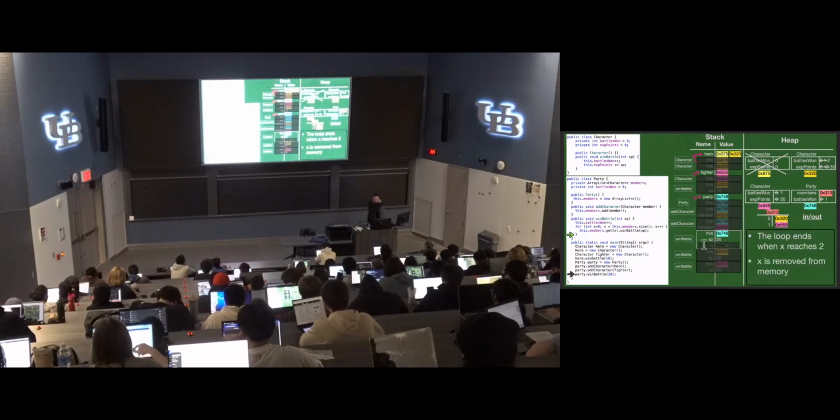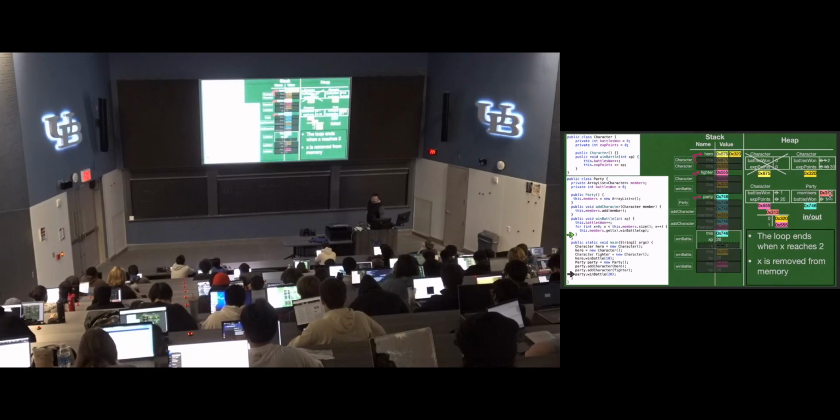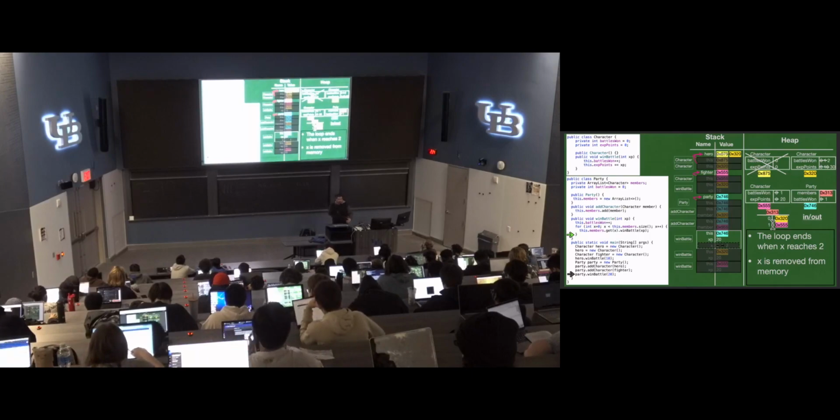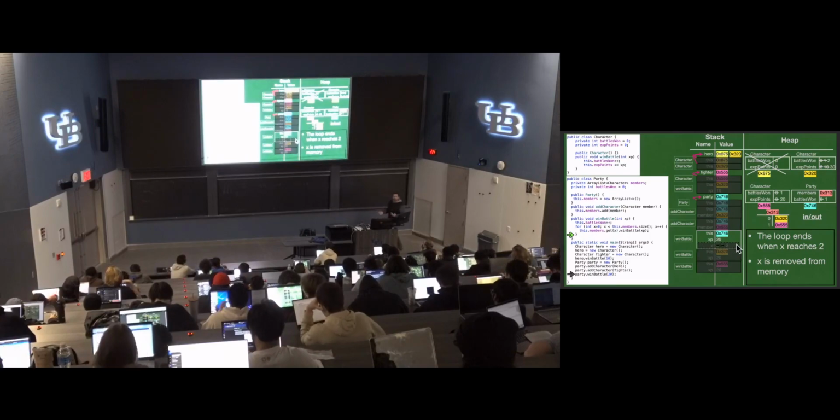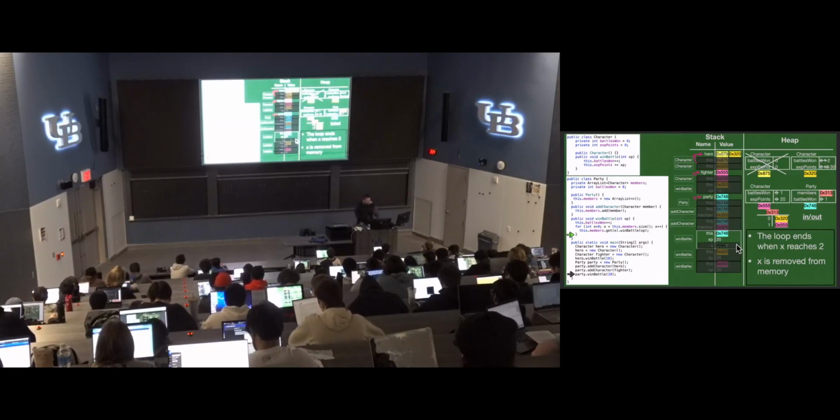X increments to 2. We get 2 less than this dot members dot size. This dot members dot size is 2. So 2 less than 2 is false. So we never execute the loop with x equals 2. The loop ends. I'm going to gray it out on my slides. You would cross it out on your memory diagrams. If you want to shade in your memory diagrams with a pencil like this, go ahead. But if you're not doing that, put an X through this. It's not in memory anymore.